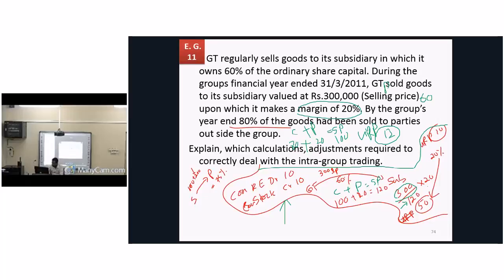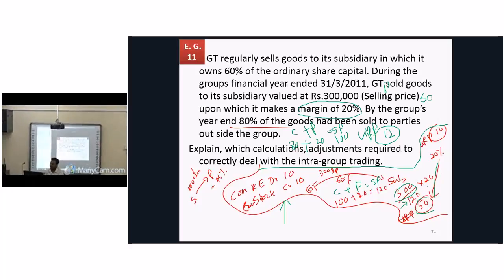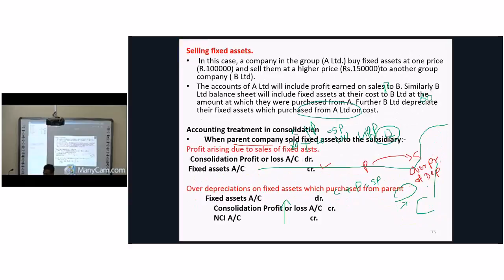50 into 20% only unrealized, only 20% unrealized, then unrealized profit will be 10. Double entry, consolidated retained earnings debit, again same double entry, but 10. Remember whether they are talking about markup or margin. Based on that, your unrealized profit will be changed. Be careful, we will practice it later. Get the point first.